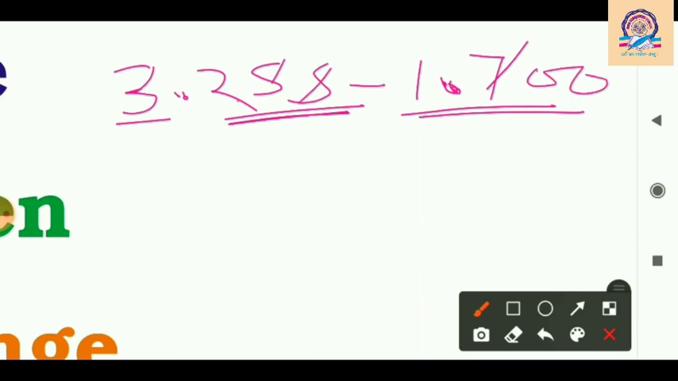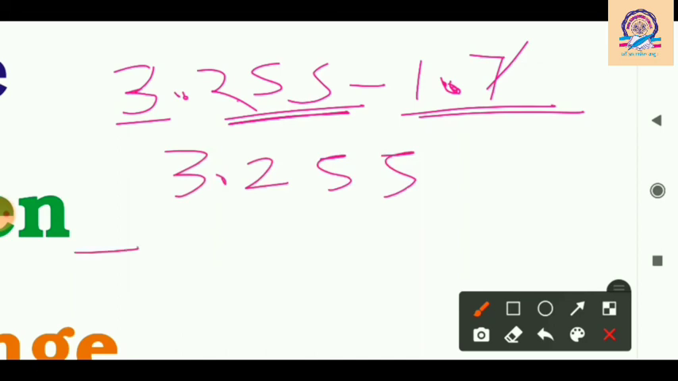So now let's line up the numbers. Okay, the first number is 3.255 minus 1.7. So the decimal point will be in the decimal line. 1 is in the ones place. So write here 1, and 7 is in the tenths place. Then the blanks mean 2 more zeros.